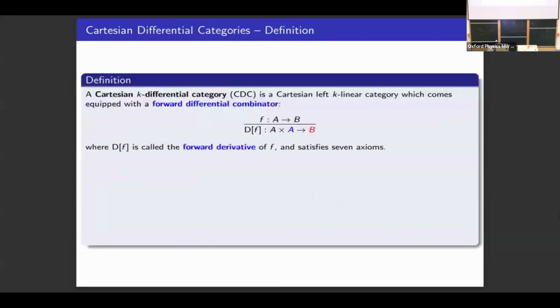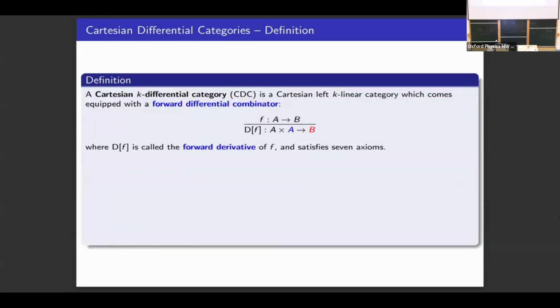Okay, so a Cartesian differential category, the forward mode version of this stuff, is a Cartesian left K-linear category which comes equipped with a differential combinator. In the literature, we don't call these forward differential combinators, but for today's talk, I will do my best to call them forward differential combinators because we're going to talk about reverse differential combinators in a few slides. The forward differential combinator picks up a map f from A to B and then spits out its derivative, or forward derivative, d of f, from A times A to B.